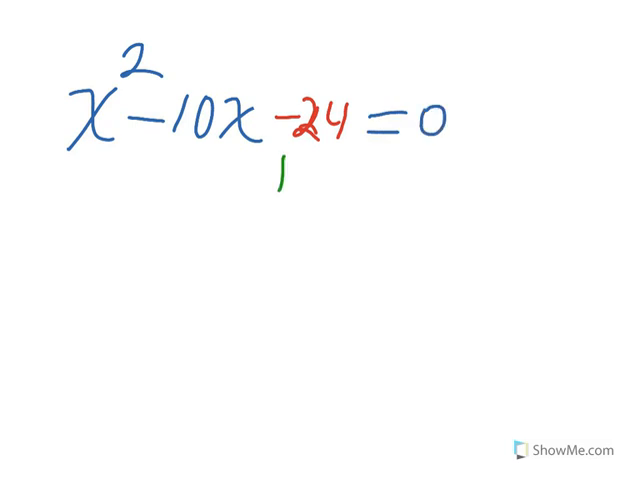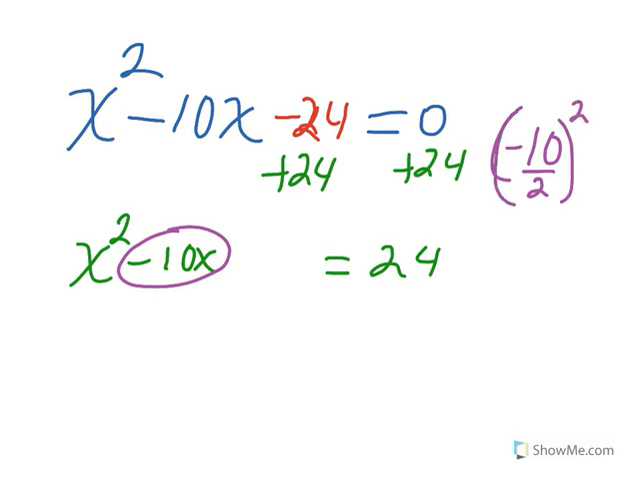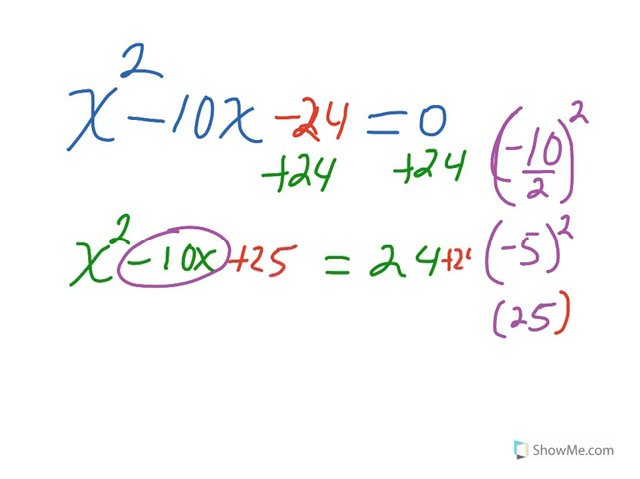So the first thing I'm going to do is add 24 to both sides. And I'm just getting my x's by themselves. My next step is I'm going to take my middle term, whatever my x is, I'm going to take the sign with it. So negative 10. I'm going to divide it by 2, and I'm going to square it. So negative 10 divided by 2 is negative 5. Negative 5 squared is a positive 25. So that positive 25, I'm going to add to both sides.